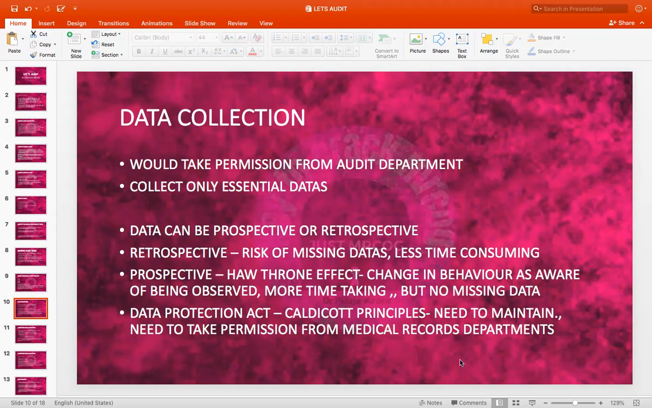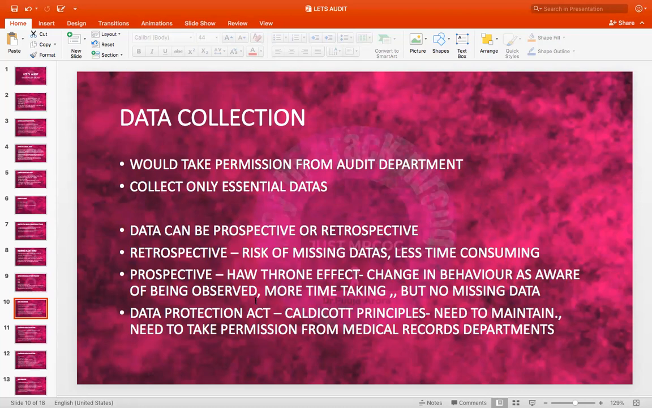But if we go for prospective, the first very important side effect is the Hawthorne effect. That is change in behavior as one is aware of being observed. When healthcare providers know that they are being observed, they are being monitored, they will try to act as close to standard as possible, because now they are aware of the fact. So the Hawthorne effect is a change in behavior as one is aware of being observed, which is a minus point of prospective, because that is going to be misleading.